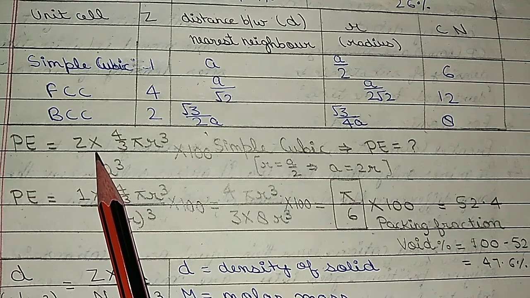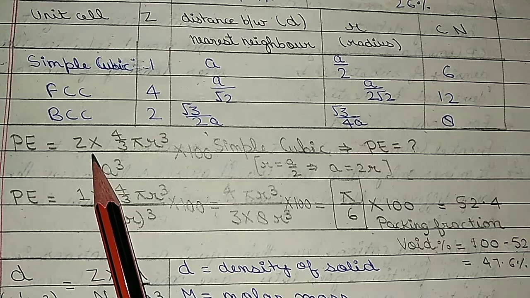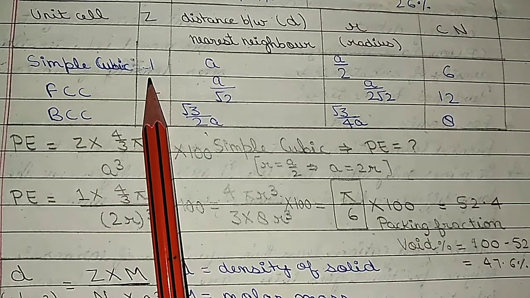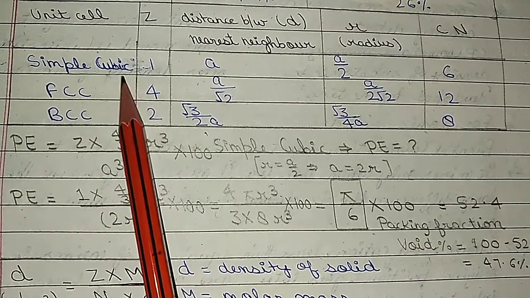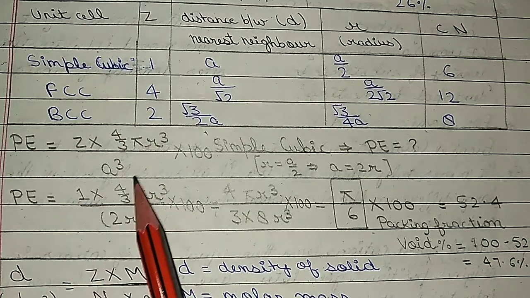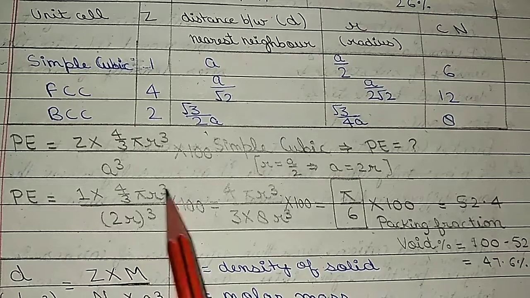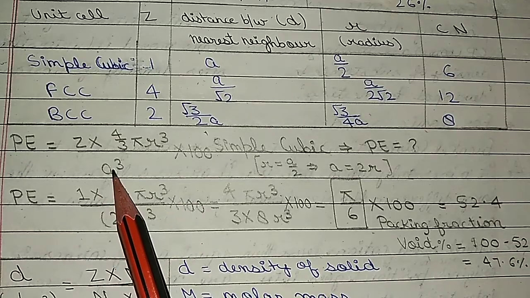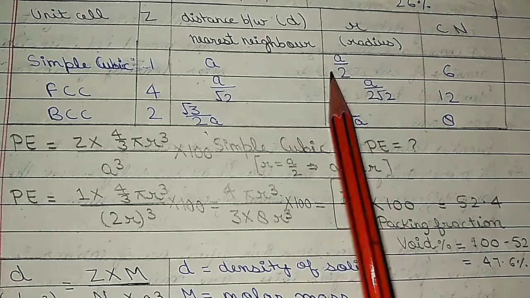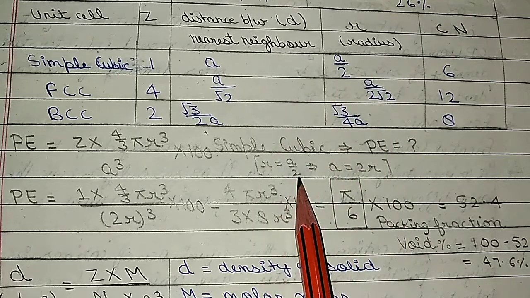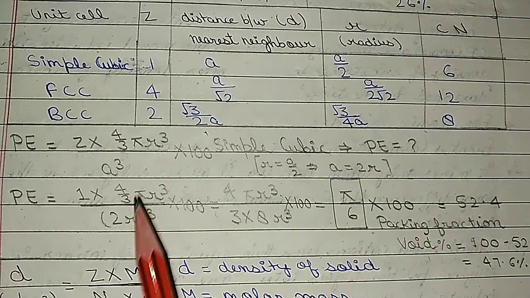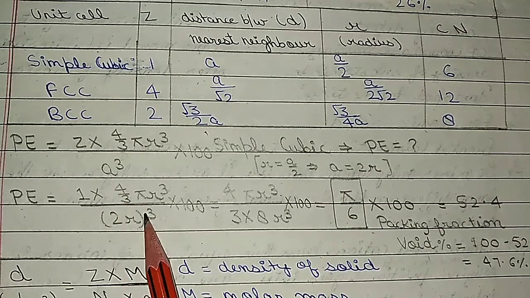Now, if we want to find the packing efficiency of simple cubic system: in simple cubic system, the value of Z is equal to 1. Atoms per unit cell in simple cubic system is 1. So we will put 1 in place of Z into 4 by 3 pi r cube. Now, how will we find the value of A? We know that in simple cubic system, the radius is equal to A by 2. So from here we can conclude that A is equal to 2R. In place of A we will put 2R.